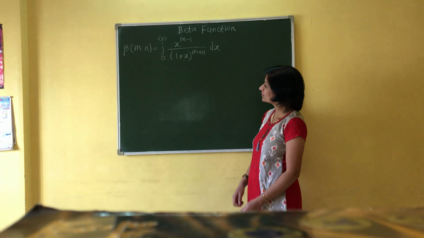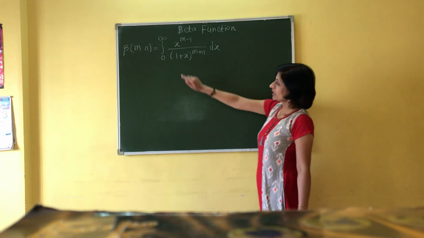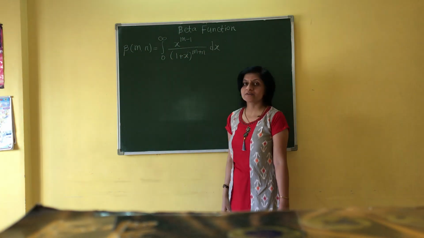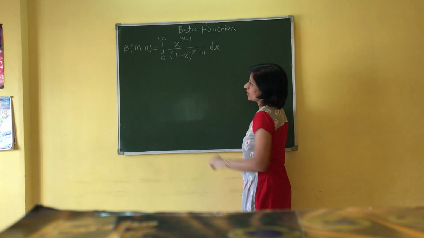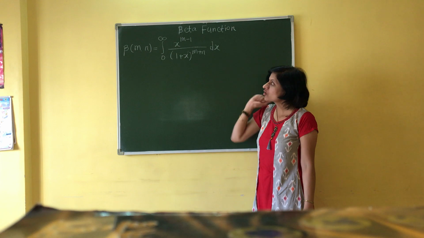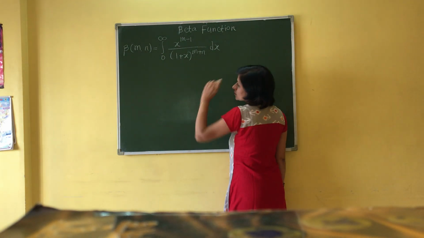Problems using the property, beta function of m, n is equal to integration from 0 to infinity x raised to n minus 1 upon 1 plus x raised to m plus n dx. Integrating variable is x, m and n are positive integers, and here the power of x is 1.